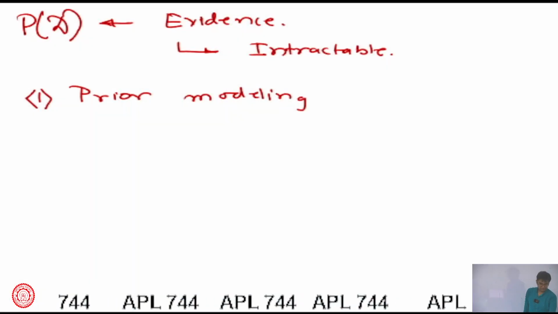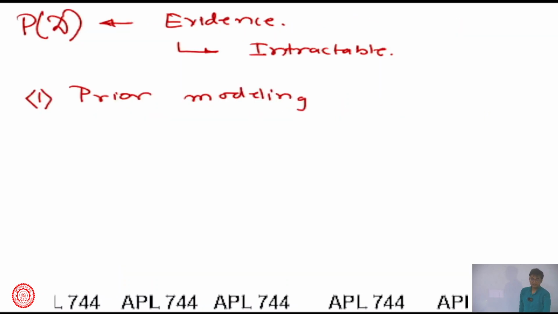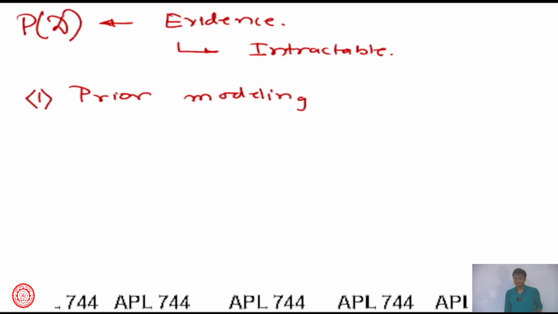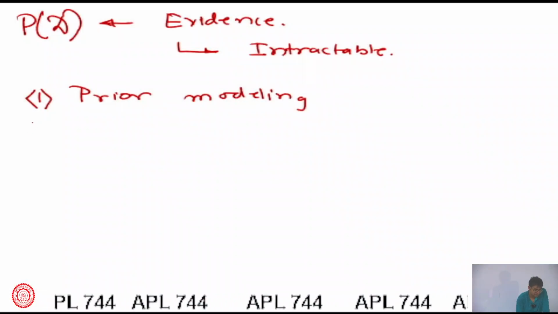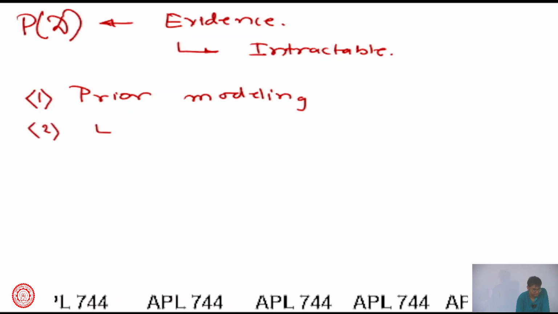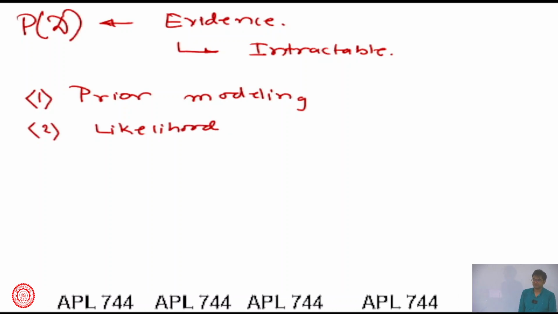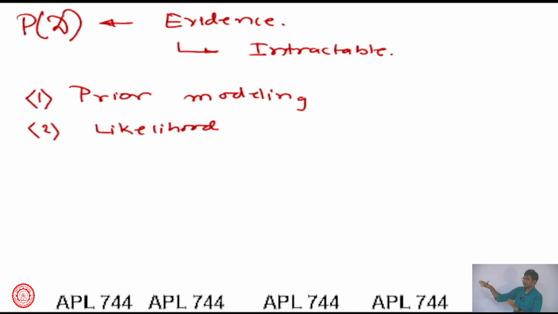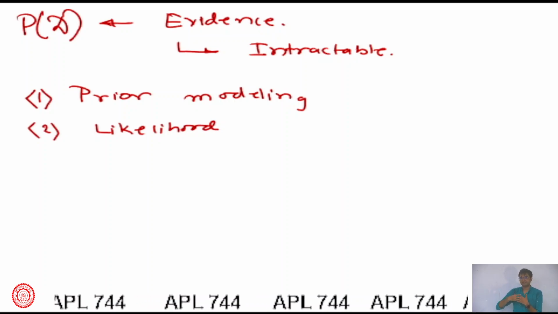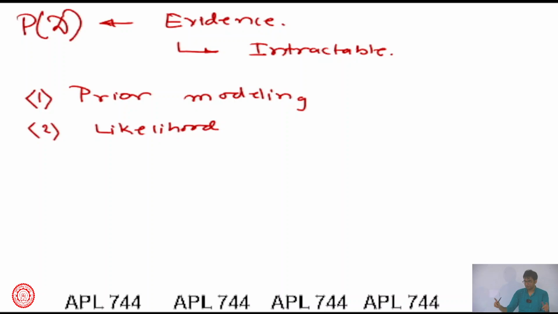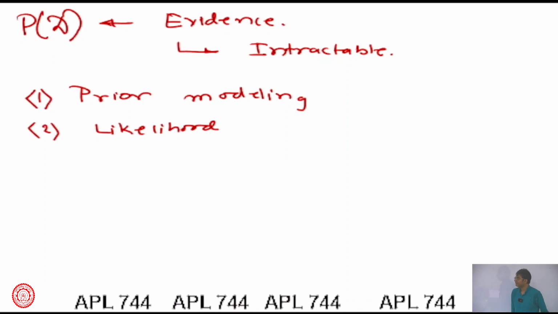The second one is likelihood, and I said that likelihood depends on the data generation process, on the problem you are solving, but it is important to understand likelihood. So, we will talk about that a little bit, but that is very problem specific. So, it is very difficult to talk about it in a generic manner, we have to talk about it with some examples, and one such example I will take soon today.